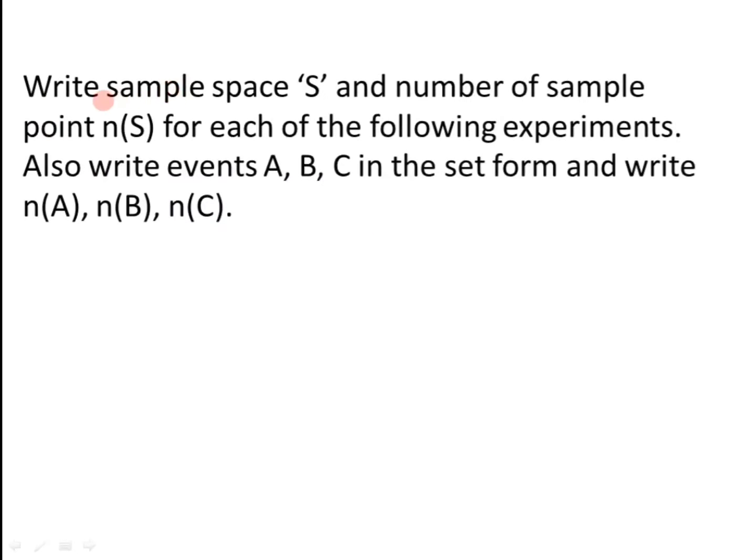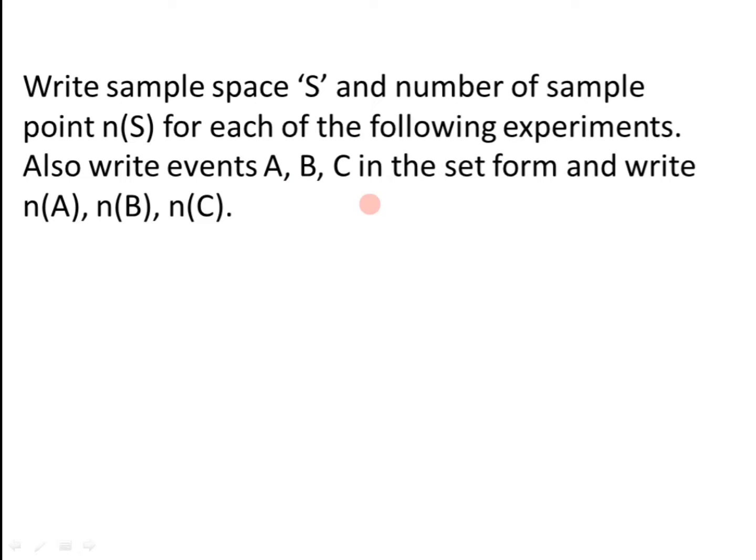Hello students, let us solve problems from practice set 5.3 from the topic probability. Let us have the question. Write the sample space S and the number of sample points n of S for each of the following experiments. Also write events A, B, C in the set form and write n of A, n of B and n of C. So earlier we have studied what is sample space, number of sample points and the experiment.